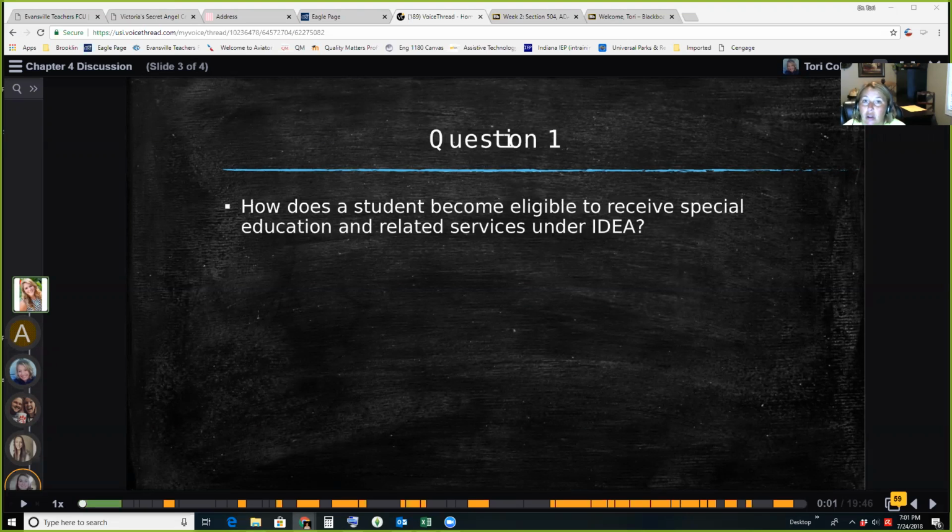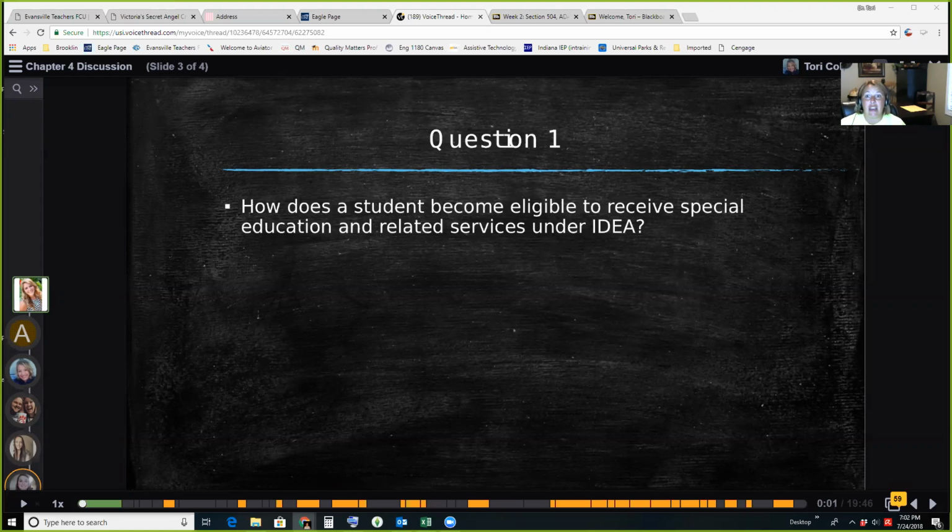Really, it's a two-pronged test for students to receive services under IDEA. First, they have to have one of those 13 disability categories. If they do not have one of those disability categories, they automatically will not qualify for IDEA. Now, generally, most of the time, conditions can fall under one of those categories. The second prong is that it has to adversely affect their educational performance.